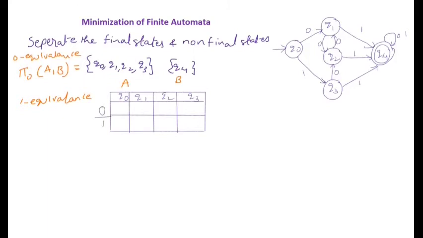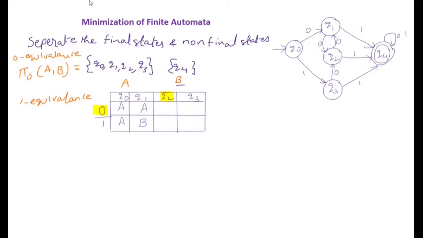In the given DFA, Q0 on 0 is moving to the state Q1, and Q1 belongs to the group A, so we write A here. Q0 on 1 is moving to the state Q3 and Q3 belongs to the group A, so we write A here. Q1 on 0 is moving to the state Q2 and Q2 also belongs to the group A, so we write A. Q1 on 1 is moving to the state Q4 and Q4 belongs to the group B, so we write B.